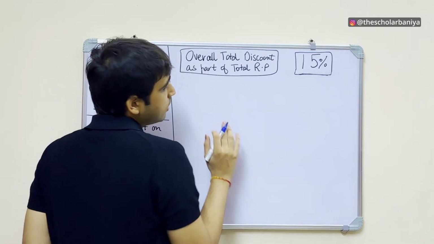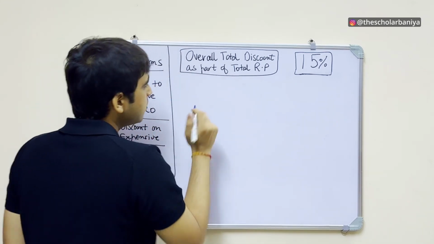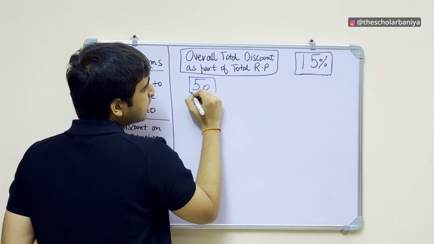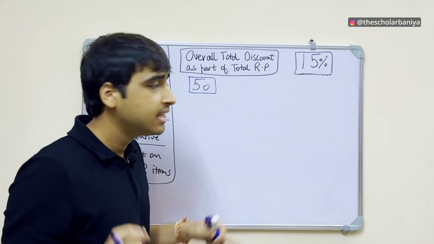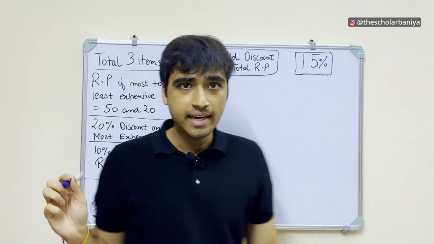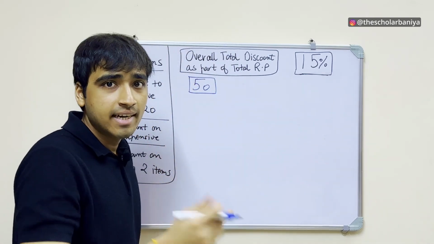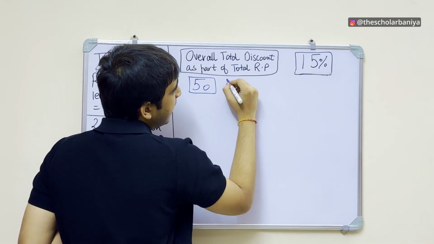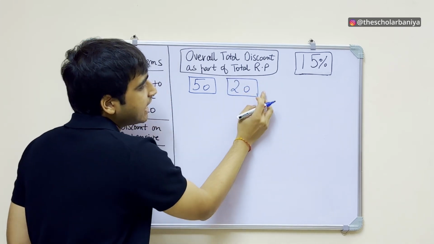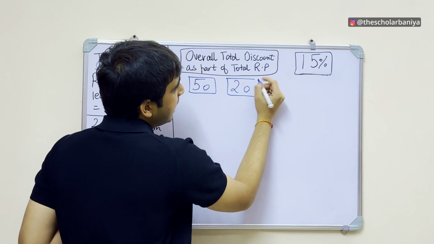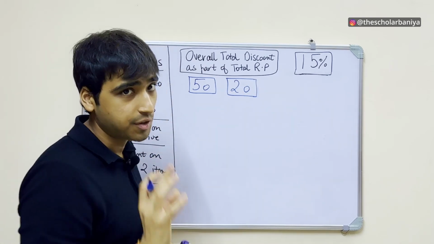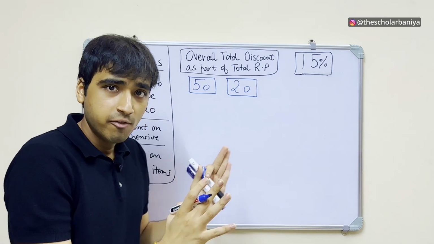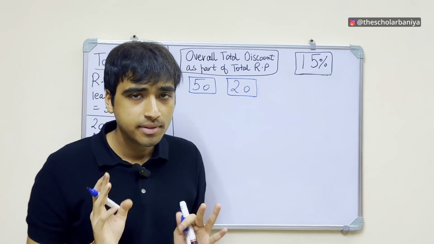So we know there are total 3 items, right? The most expensive one is 50. So the most expensive item of all these 3 items is 50 over here, right? The next most expensive item is $20. So this is the second most expensive, right? So obviously the third item over here will be less than 20. I hope this is clear.